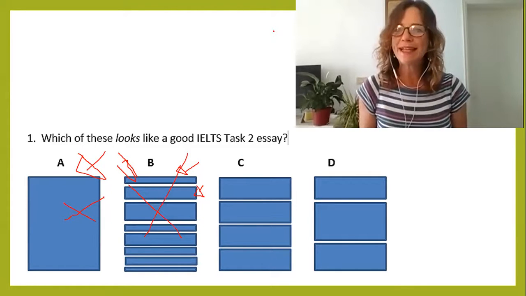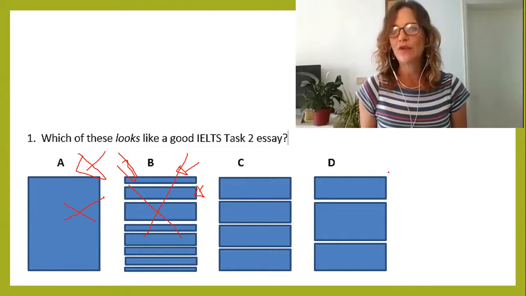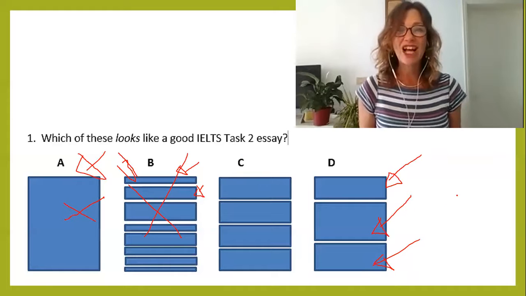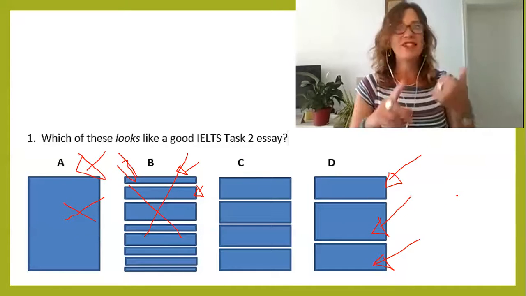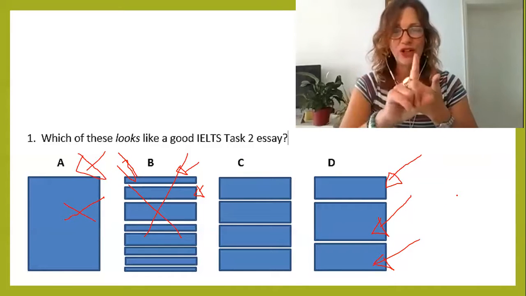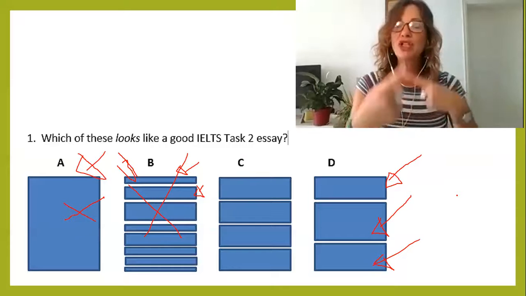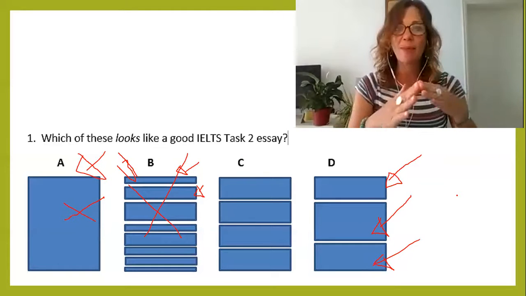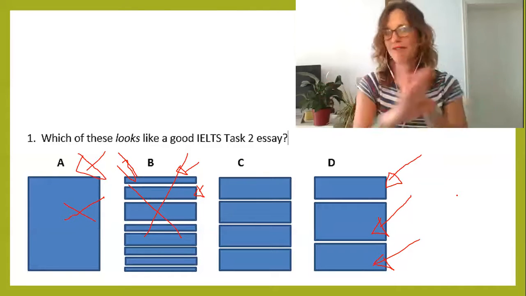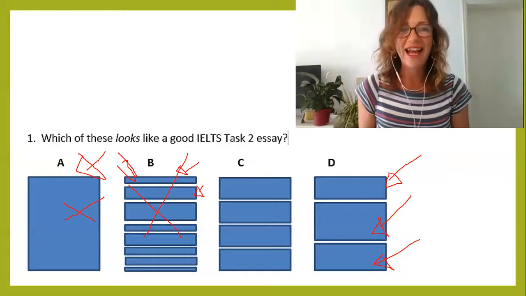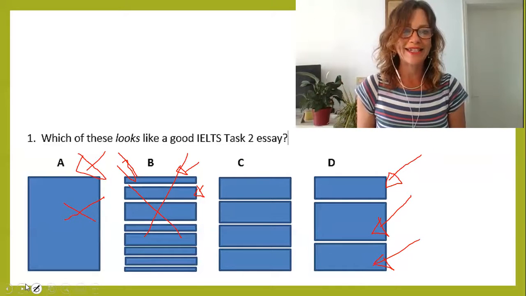Well, D is beginning to look a little better. You've got an introductory paragraph, you've got a conclusion paragraph, but you've only got 1 paragraph for the body of the text. So maybe if there's only 1 argument, it's not a good essay, or maybe 2 arguments are mixed up in the same paragraph. It's also confusing and it's not really good practice.